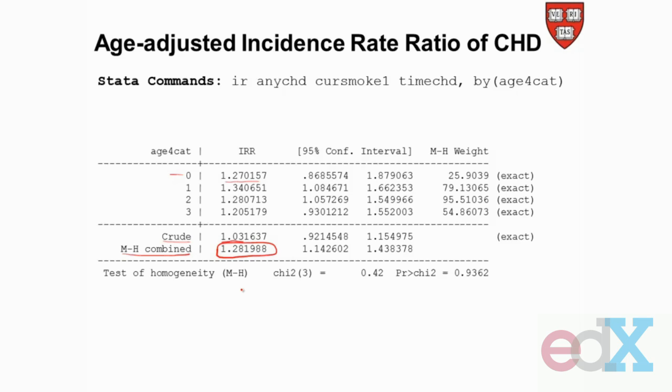Now you can see that there's a pretty big difference in the incidence rate ratios between the crude incidence rate ratio, which is 1.03, and the Mantel-Haenszel age-adjusted rate ratio, which is 1.28. So this does support that there probably was some confounding by age, because after we adjusted for age, we're getting an effect estimate that is closer to the truth.